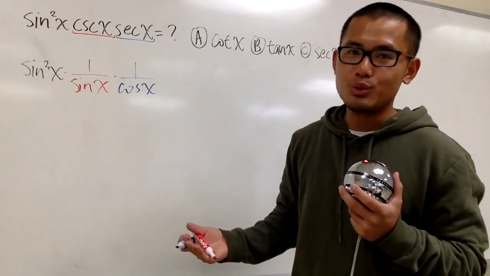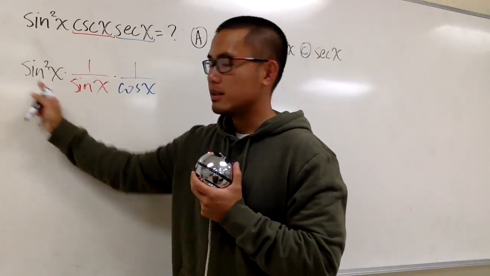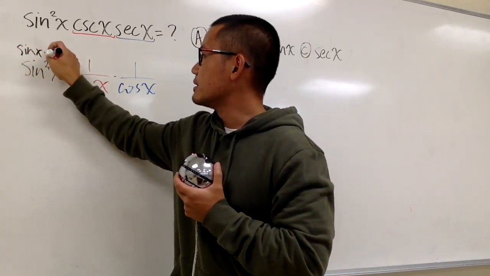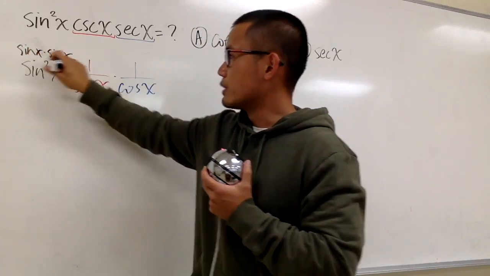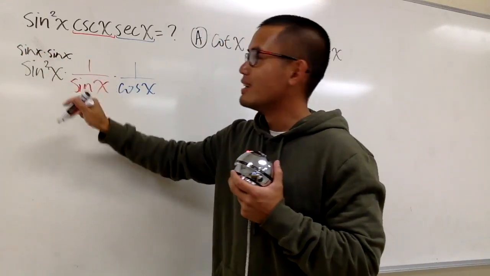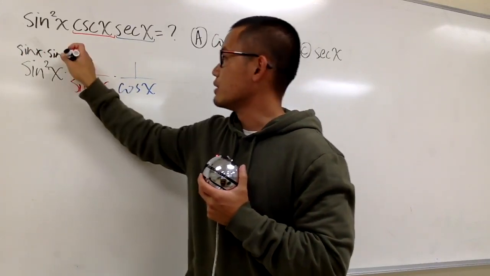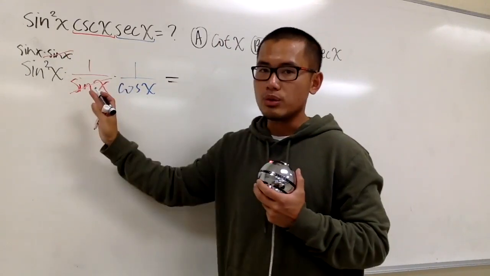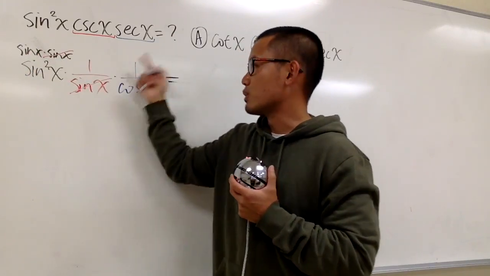And now let's see what we can do with this. For the sine squared x, when the notation is written this way, this means we have sine x times another sine x. And I purposely wrote this down like this so that I can show you this sine x can be cancelled with this sine x in the denominator, so we can just cross them out. And altogether, we will see that sine x on the top only, times 1, just sine x, right?